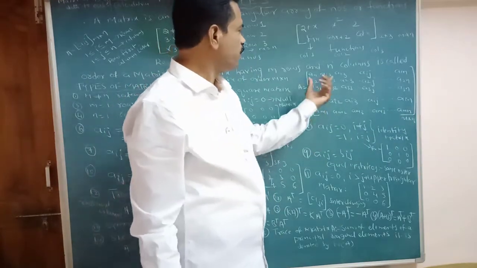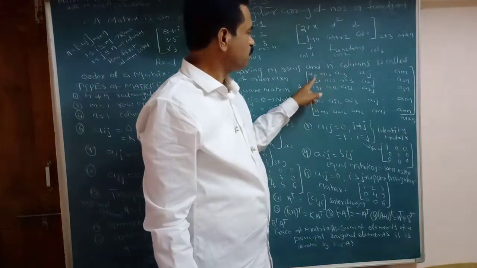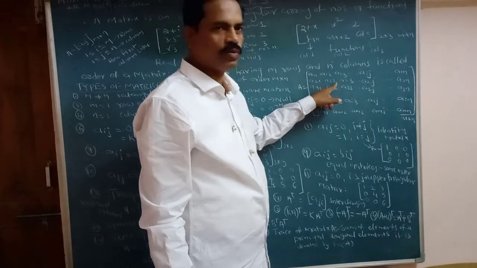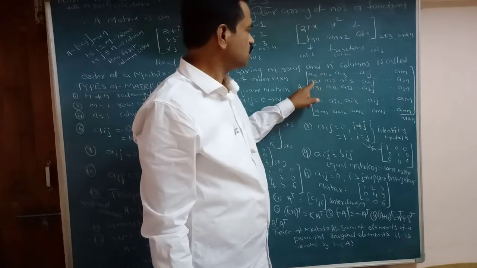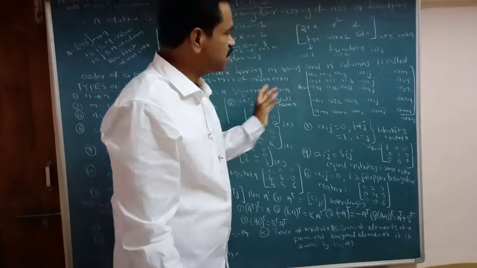For example, take a 2 by 2 matrix. How many elements here? 2 into 2, 4 elements: 1, 2, 3, 4. For a 3 by 3 matrix, that is 9 elements.